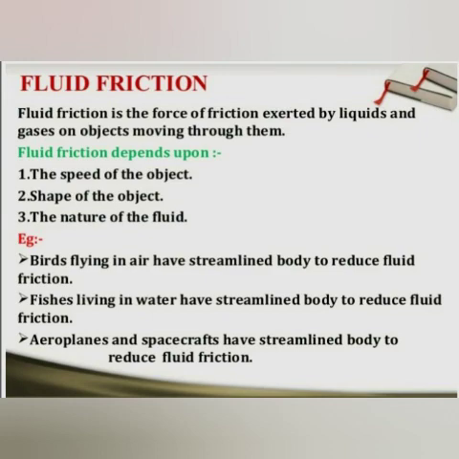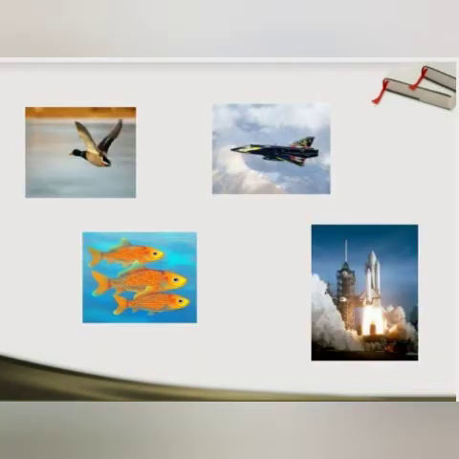For example, birds flying in air have streamlined bodies to reduce fluid friction. Fishes living in water have streamlined bodies to reduce fluid friction. Aeroplanes and spacecraft have streamlined bodies to reduce friction.